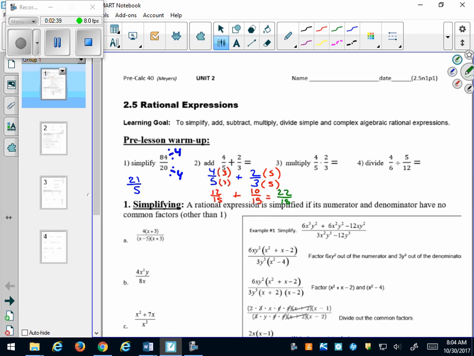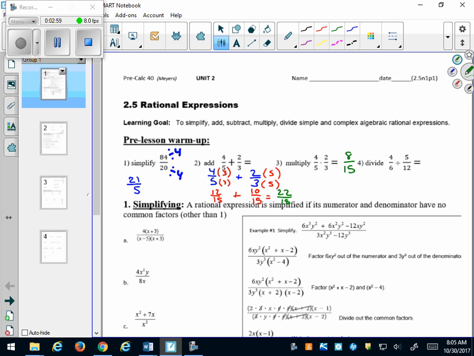Okay, so number 3, multiply. What do I do here? Do I need a common denominator? No, I multiply straight across the top and straight across the bottom. 4 times 2 is 8, 5 times 3 is 15. That's it. Okay?